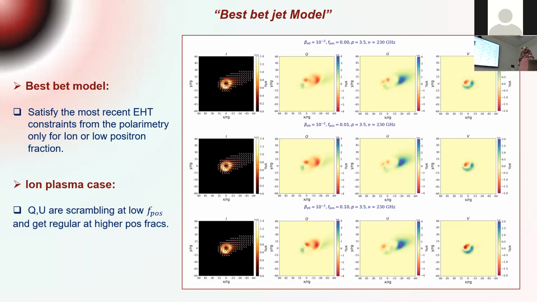So here, for example, you see that when you increase the positron fraction, the Faraday rotation is diminishing, and then you're enhancing a little bit. Because these are the same color bars, you see that this one is stronger than the other one, and that reflects what I was talking about. So we see that Q and U are scrambled at low positron fraction, and they get regular at higher positron fraction, again as a consequence of Faraday rotation. That's something good to have. We are very happy that we ended up with at least three models out of hundreds, and not completely disfavored.